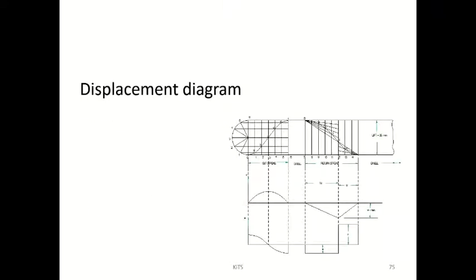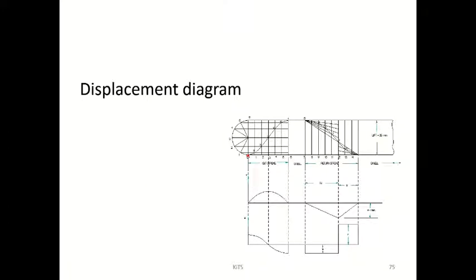In the displacement diagram, first see, this diagram is the displacement diagram. Do like what I am doing. First take your scale in the bottom side of the drawing sheet. This is bottom left. Choose bottom left and draw the diagram in the bottom left.